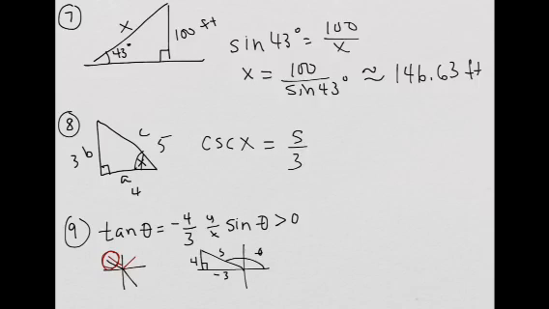So this is 5. And so it's asking you for sine of theta. So that's y over r, so that's 4 over 5. And it's asking you for secant of theta.